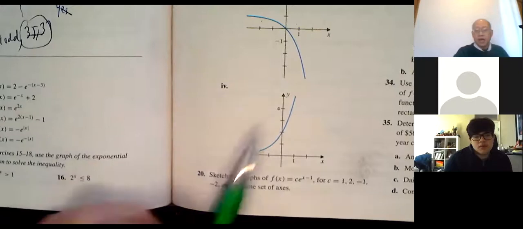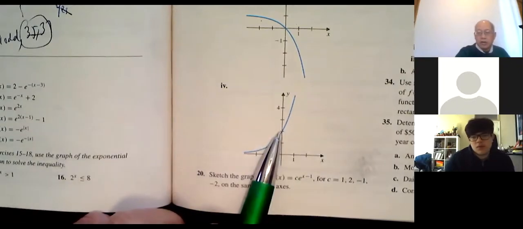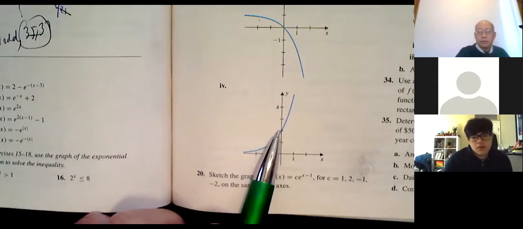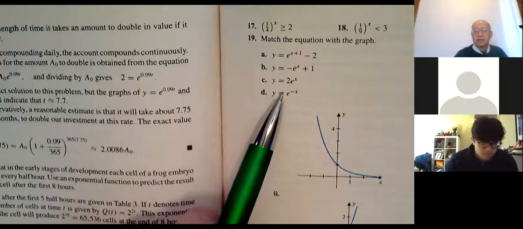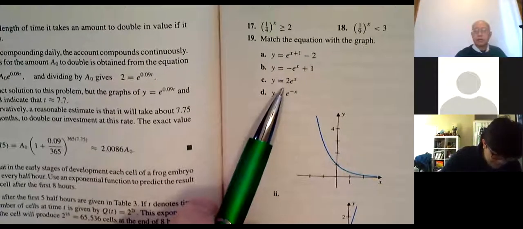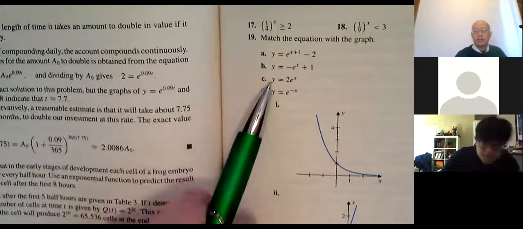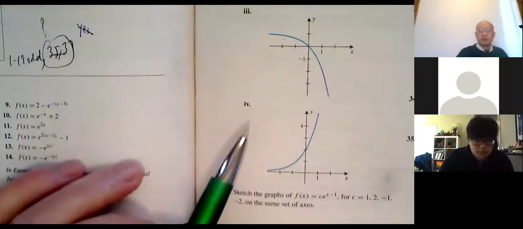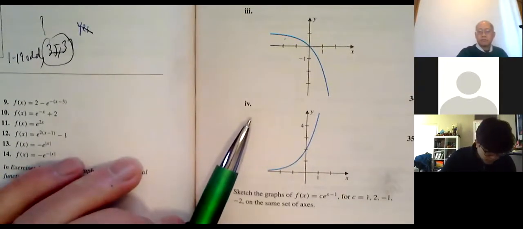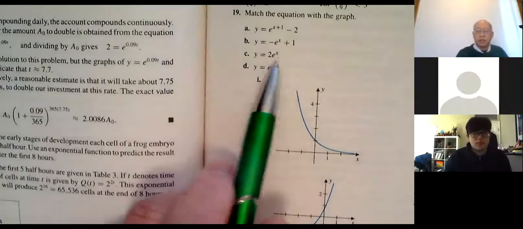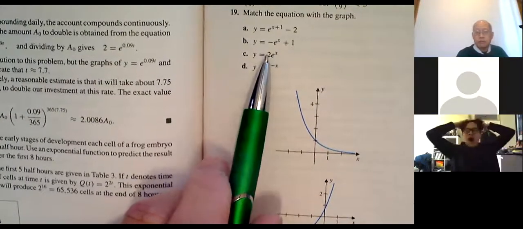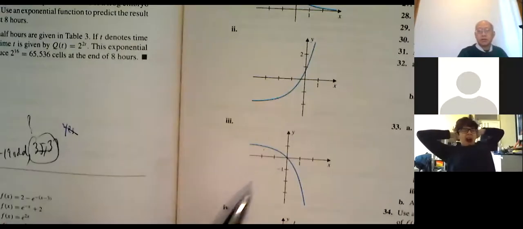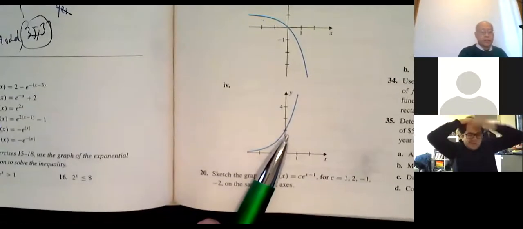Okay, so let's take a look. I notice this goes through 0, 2, not 0, 1. So there's probably a 2 involved somewhere. Aha, that's C. So for 19, C must be Roman numeral 4. It goes through 0, 2. And by the way, you can check it, of course, is plug in 0. If you plug in 0 right there, e to the 0 is 1, 1 times 2 is 2. So it has to touch 0, 2. None of the other ones touch 0, 2, so that's it.